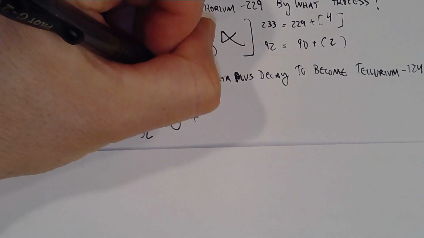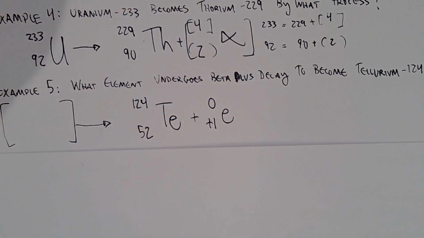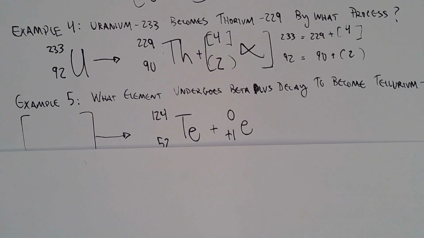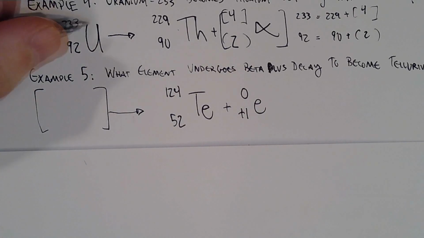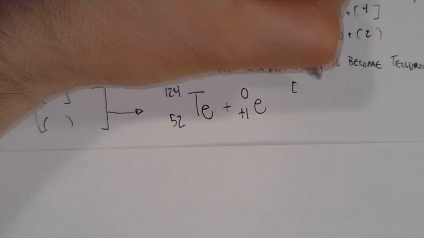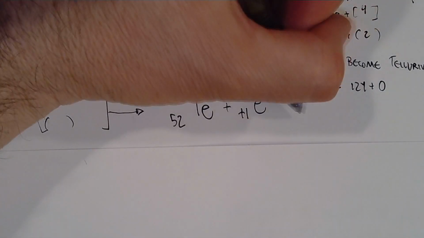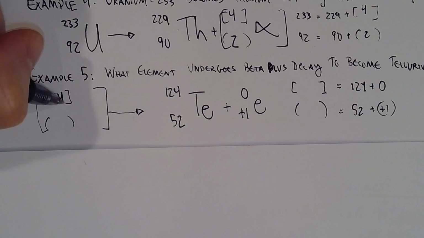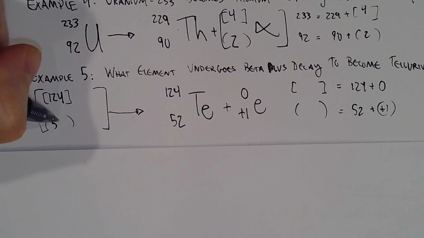All right, beta plus decay means you've got a 0 and a plus. And again, you put your neutrino in there if you want to. All right, so the question is, what are we starting with over here? So we've got unknown and unknown. So something equals 124 plus 0. Not too crazy. And something equals 52 plus a positive 1. Okay, so 124 and 53.